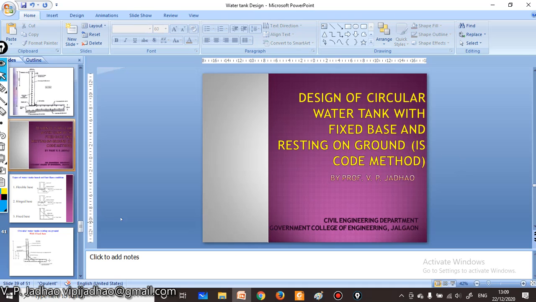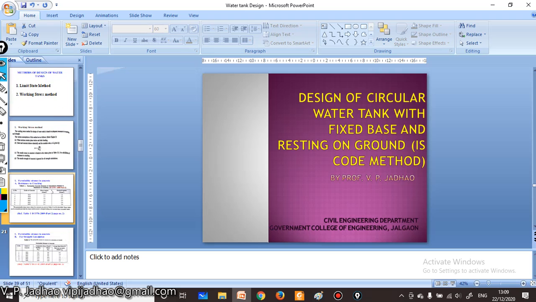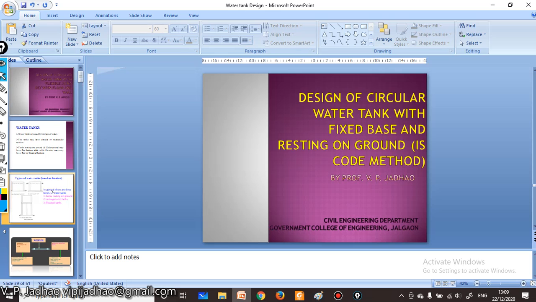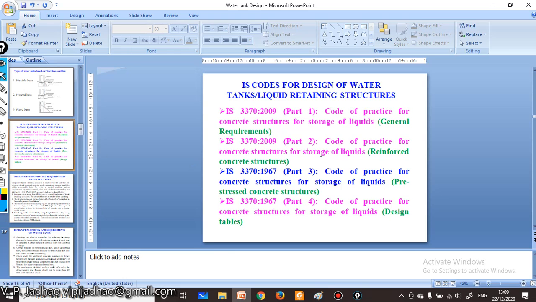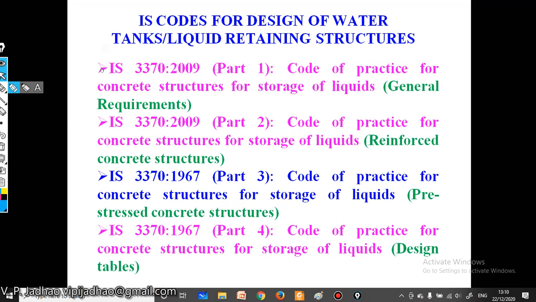We know that there are certain IS codes. I have already told you in that recorded lecture. We have four of these IS codes. The first one is IS 3370:2009. This is a revised version. The earlier version is now overwritten by this particular version of the IS code.